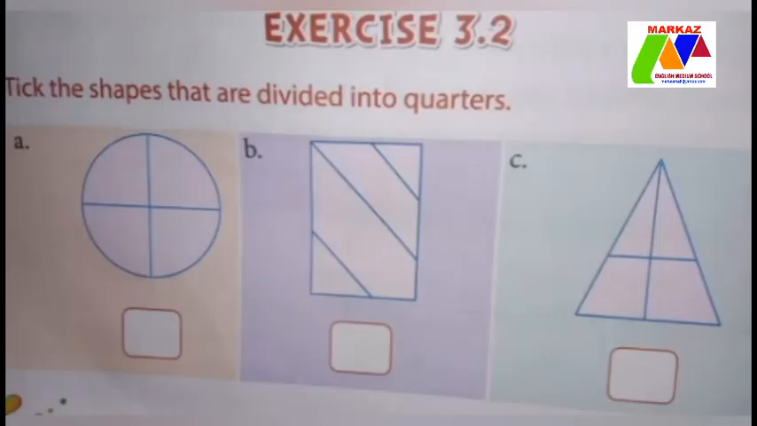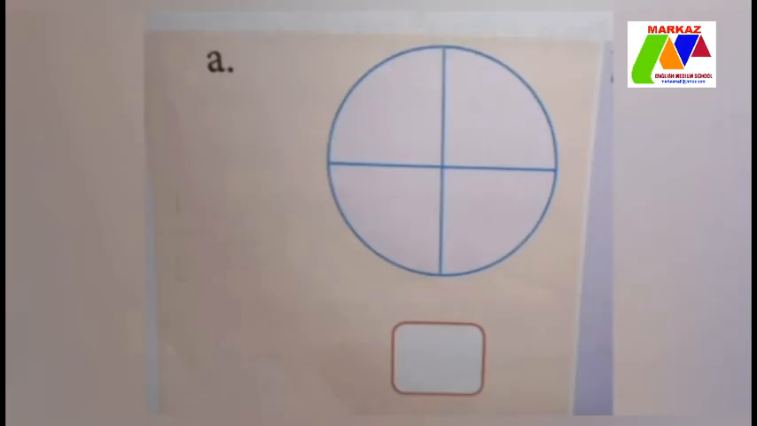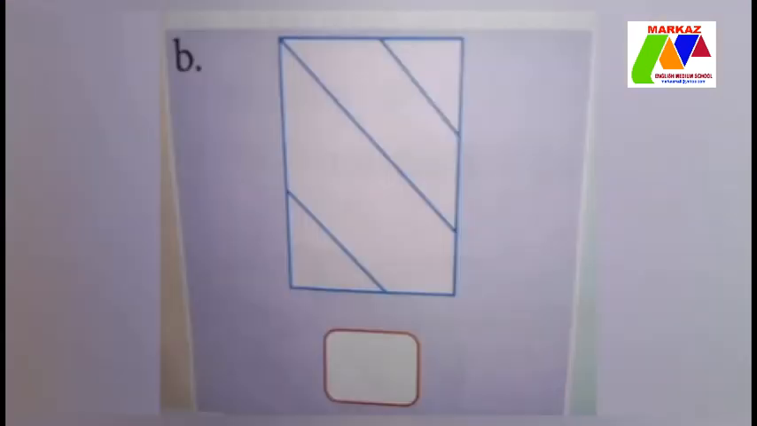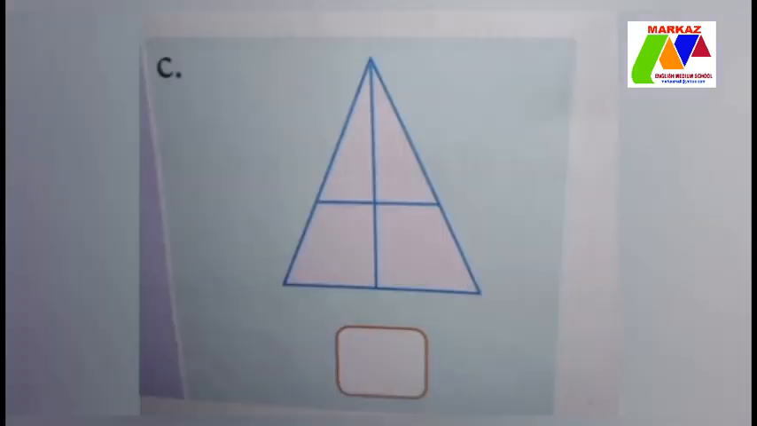Next, tick the shapes that are divided into quarters. The first shape is a circle. This shape is divided into 4 equal parts. So children, it shows the quarters. So tick it in this box. This shape is divided into 4 parts, but it is not equal parts, or it is not quarters. This triangle is also not quarters.